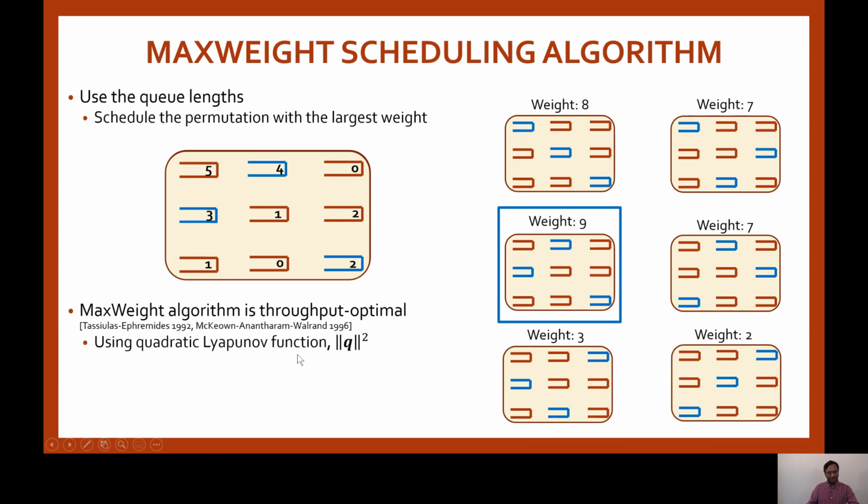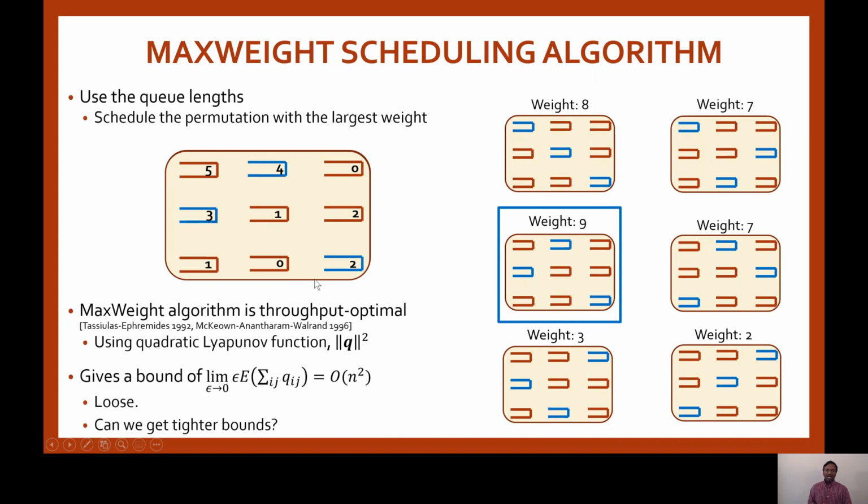And the quadratic Lyapunov function is the norm square, 2 norm square, of Q. So Q is this matrix of Qs. Even though I represent everything as a matrix, I interpret it as simply an n square dimensional vector. So it's just the L2 norm, basically the sum of the squares of all the Q lengths. And one can use the same Lyapunov function, set its drift to 0, like we did in a single server queue. Then we should get a bound on the mean Q lengths. And indeed, that is the case. We'll again see that the sum of all the Q lengths blows up as 1 over epsilon, where epsilon is the distance to the boundary of the capacity region. And if I multiply it by epsilon and look at the limit, I'll get a bound that is order n square. N is the size of the switch.